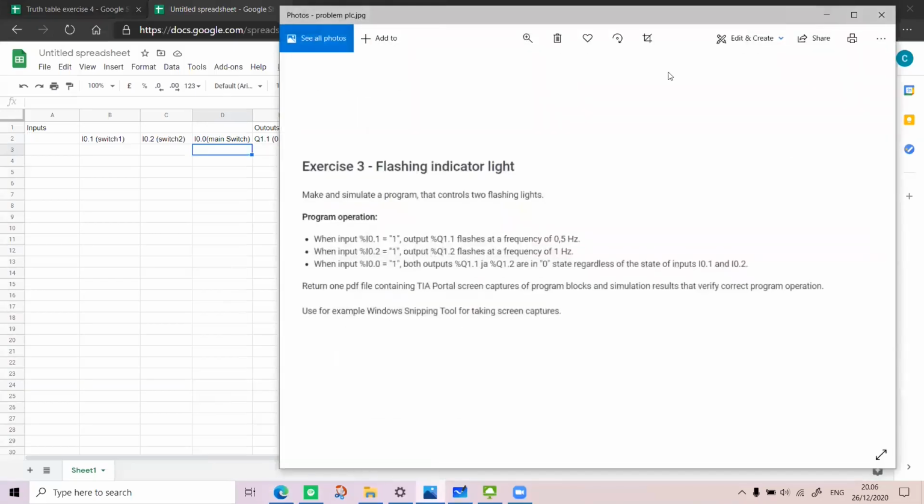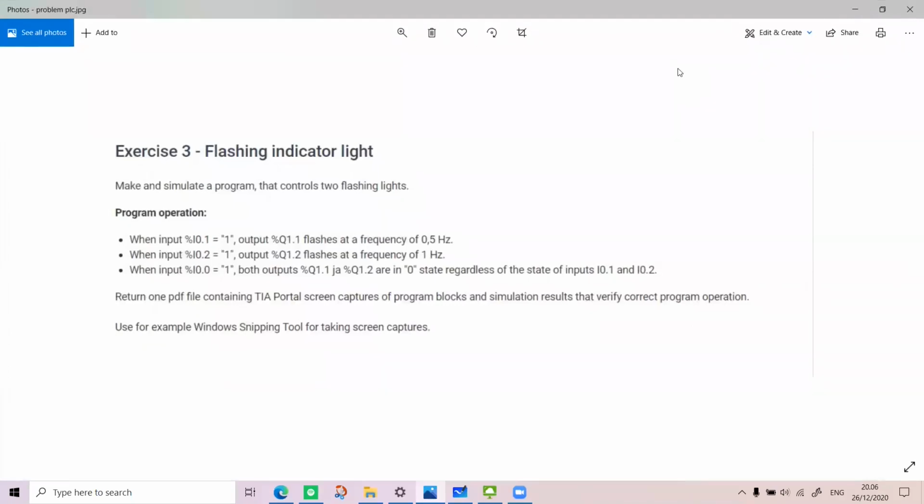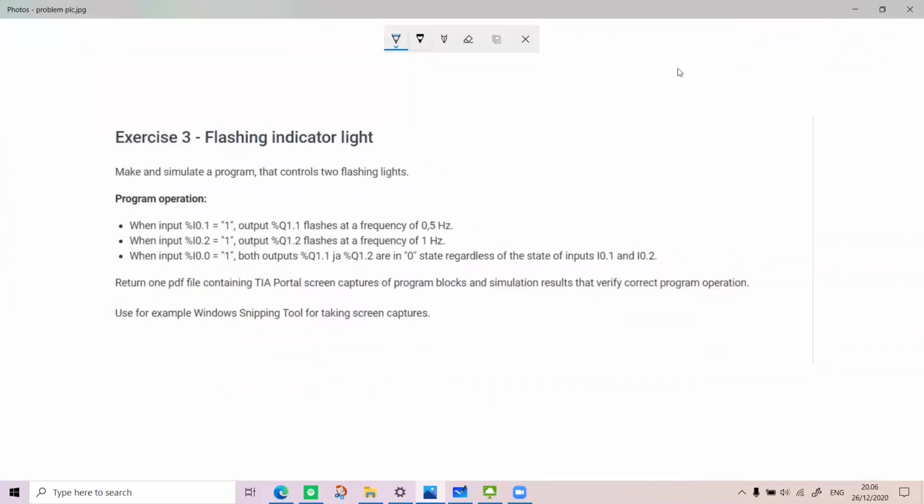So first, over here, I have a problem. Let's say our employer has given us a problem to solve. It's called the flashing indicator light. And it is saying that when input I 0.1 is true or 1, then output Q 1.1 flashes at a frequency of 0.5 hertz. Okay, so one thing I'm going to make clear quickly is that I is short for input, and this is by convention written that way.